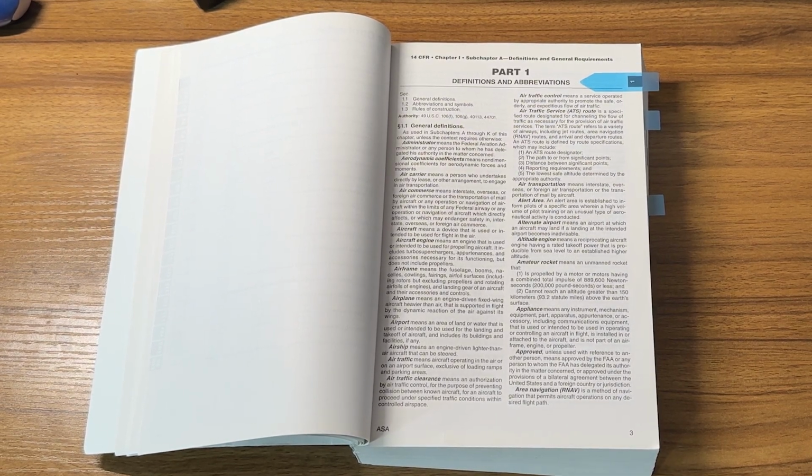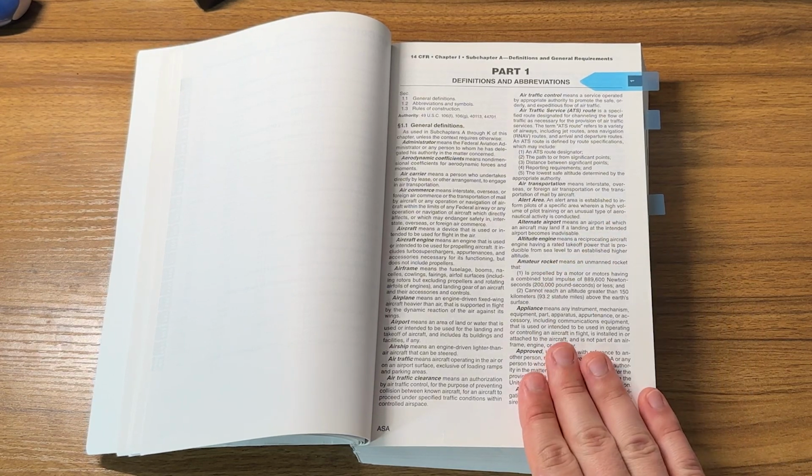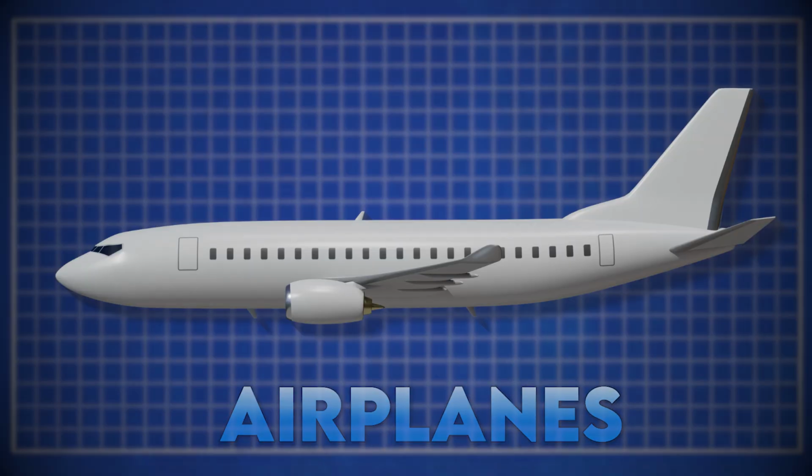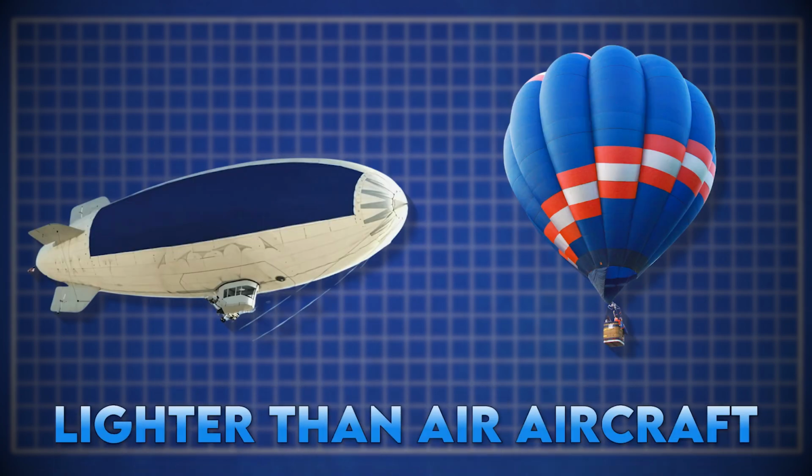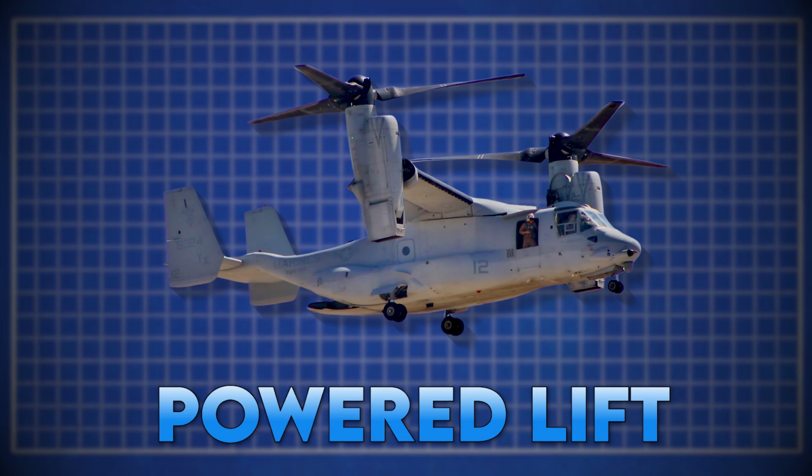For starters, an aircraft is a device that is used or intended to be used in flight in the air. With respect to airman certification, there are 5 different broad categories used to classify aircraft. These categories are airplanes, gliders, rotorcraft, which is basically a helicopter, lighter than air aircraft, which are blimps and hot air balloons, and then there's powered lift, which are these things.